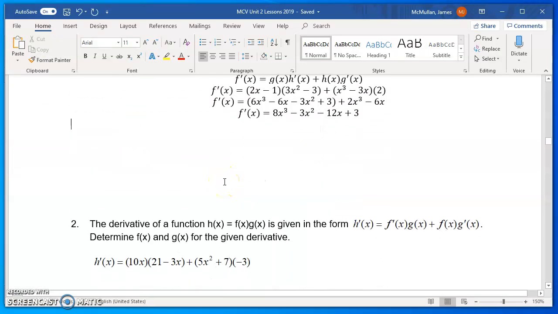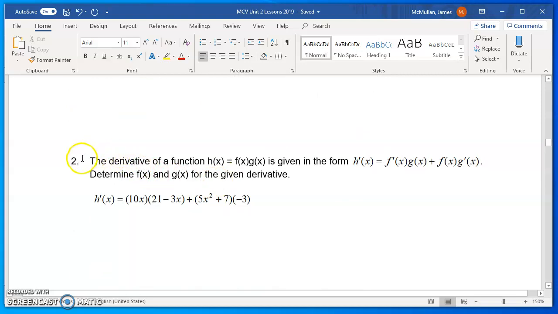Okay, so here the derivative of a function h, so this time h is the big function, f and g are the two components, is h prime is f prime g plus f g prime, which is the same pattern as before: the derivative of one function times the original other function, and then the original of the first times the derivative of the second. So it says determine f and g for the given derivative. This, I think, is kind of an interesting thinking question.